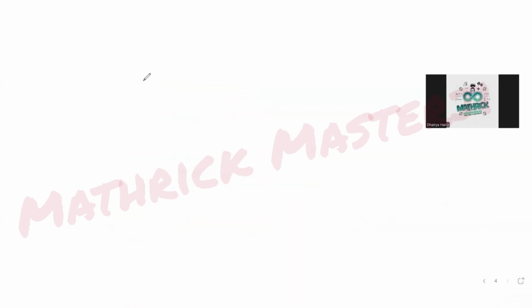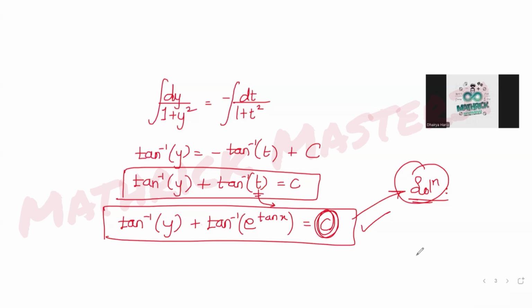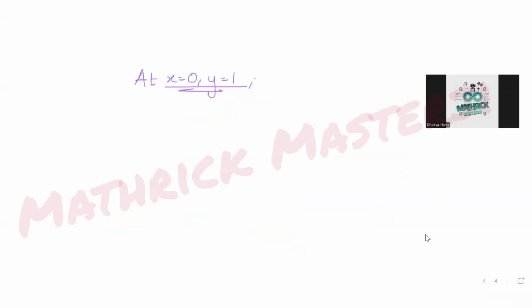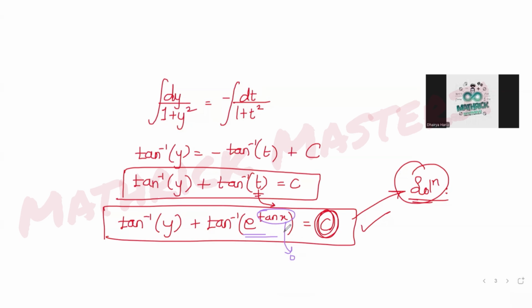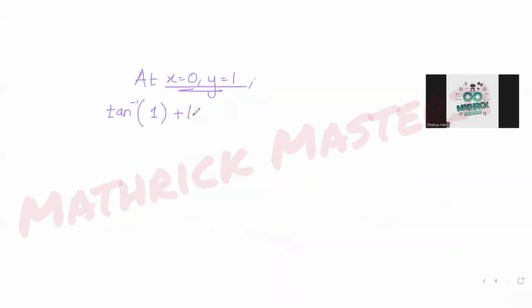If I just use that idea, it tells me at x equals 0, y equals 1. So once I put that here, x equals 0. So e raised to tan 0, which is basically 0. E raised to 0 will become 1. So tan inverse of 1 plus tan inverse of e raised to 0, which is also 1, is equal to C. Now, once I have this entire thing with me, I'll further try to solve this.